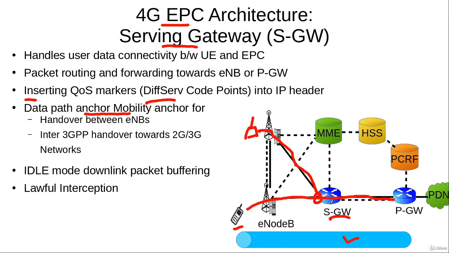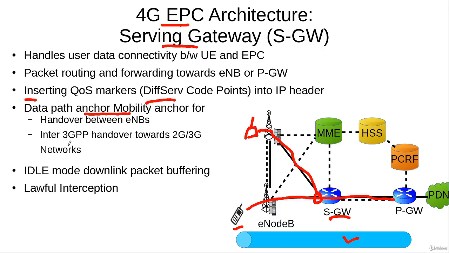So we can see that here serving gateway is acting as an anchor. So serving gateway acts as an anchor when there is an inter eNode B handover for the eNode Bs that are connected to the same serving gateway.